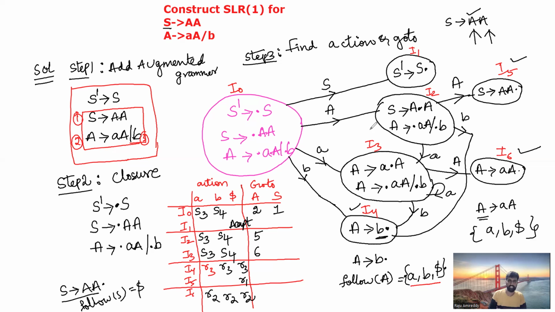After that we are going to find the value of action and goto. After that we have S, then A, then A, then B. When you find the capital S, S dash tends to S dot. When you find the capital A, S tends to dot AA will become S tends to A dot A.